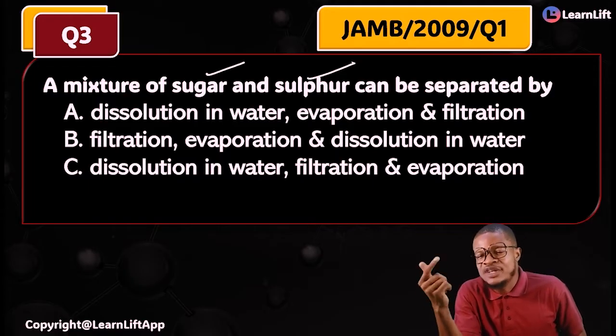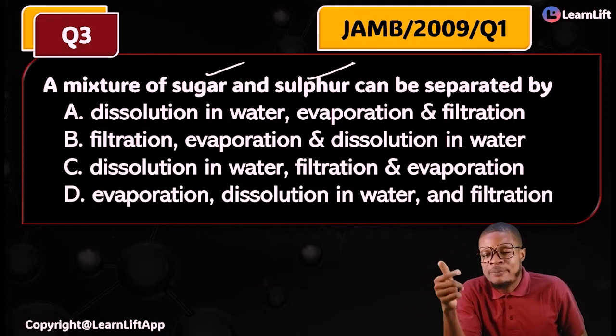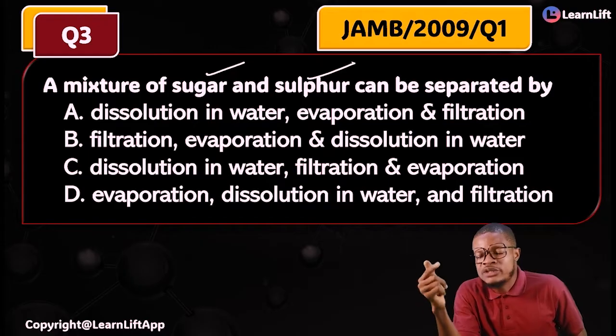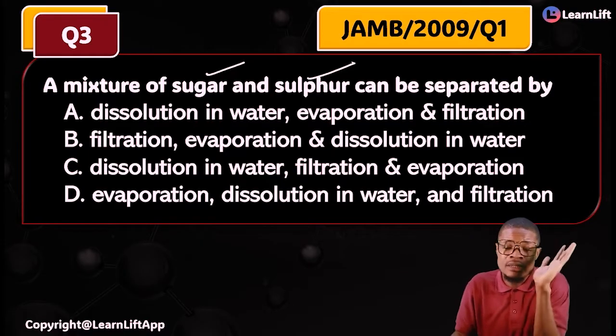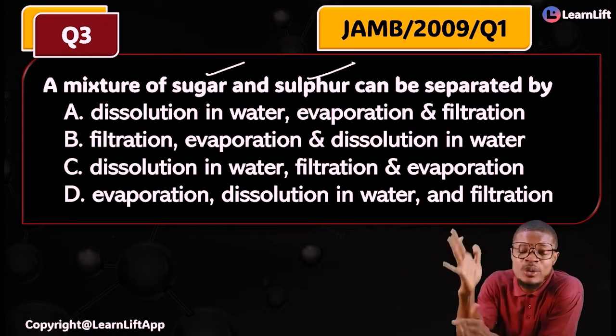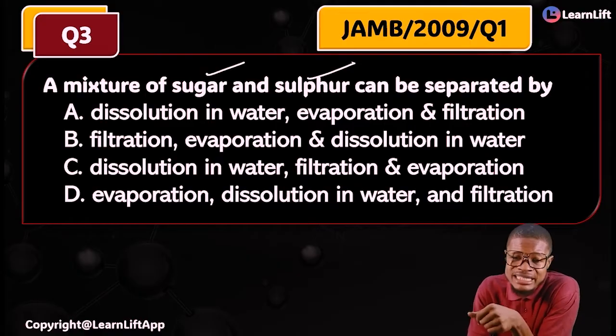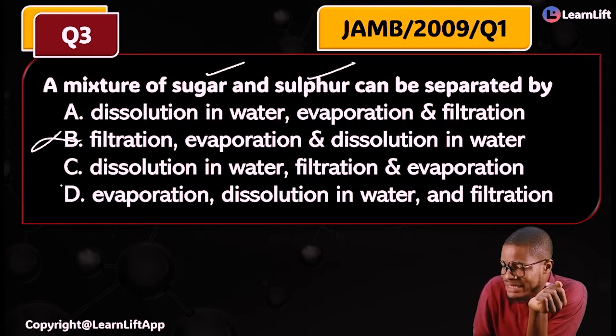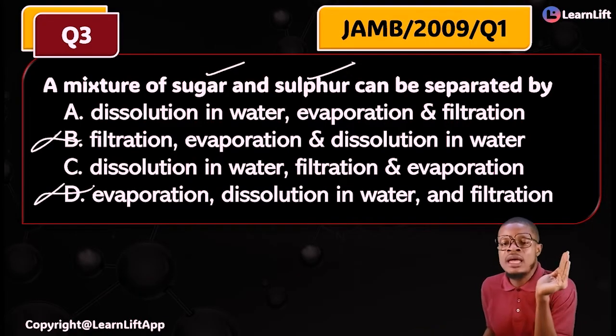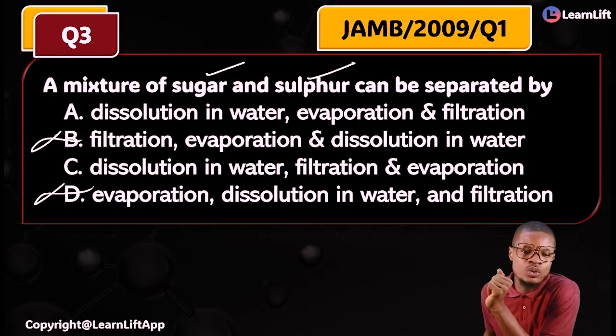B says filtration, evaporation, dissolution in water. C says dissolution in water, filtration and evaporation. D is evaporation, dissolution in water, and what? Filtration. Now, what do you do there? First, just know that dissolution in water is what we start with so that sugar can dissolve. So B and D cannot be the answer.